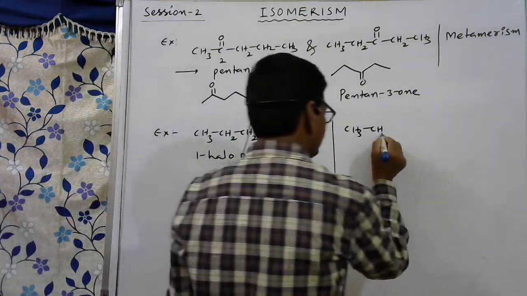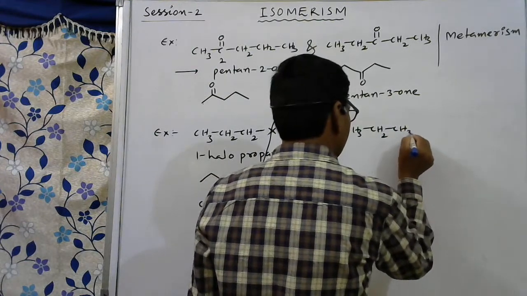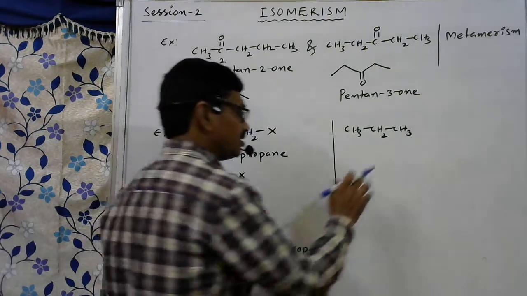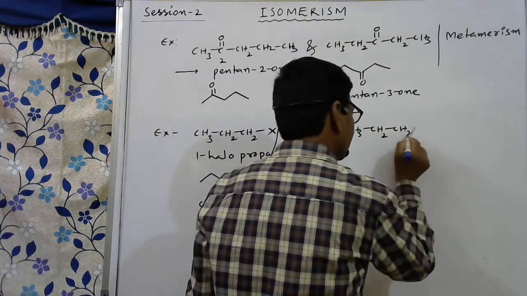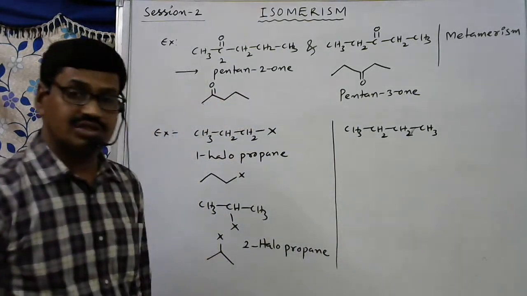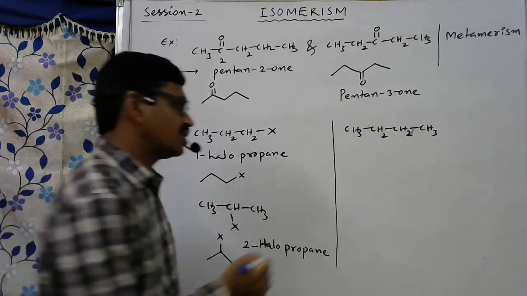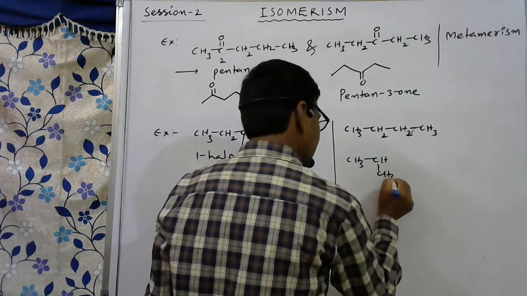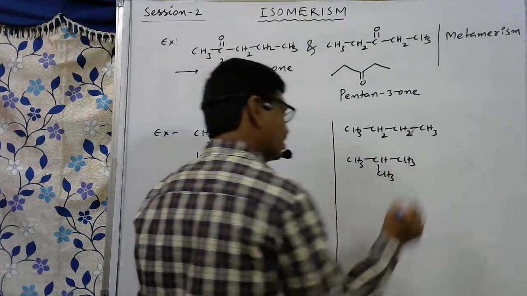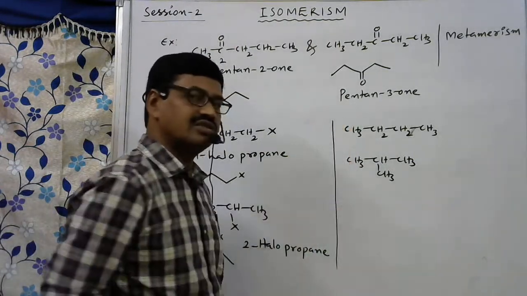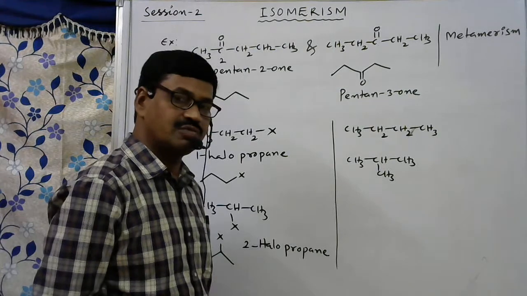Even propane also, CH3, CH2, CH3, will not give position isomerism. Then 4 carbons also, if you write CH3, CH2, CH2, CH3, position isomerism is not possible. Chain isomerism may be possible like this: we can write CH3, CH, CH3, CH3. This is 2-methyl propane, and this is butane. These two are chain isomers, not position isomers.